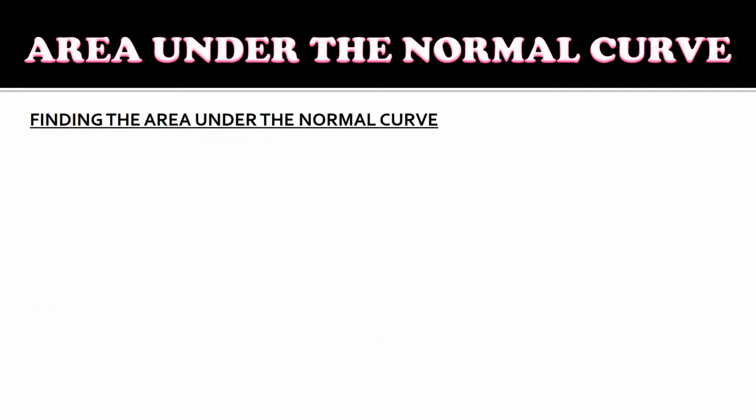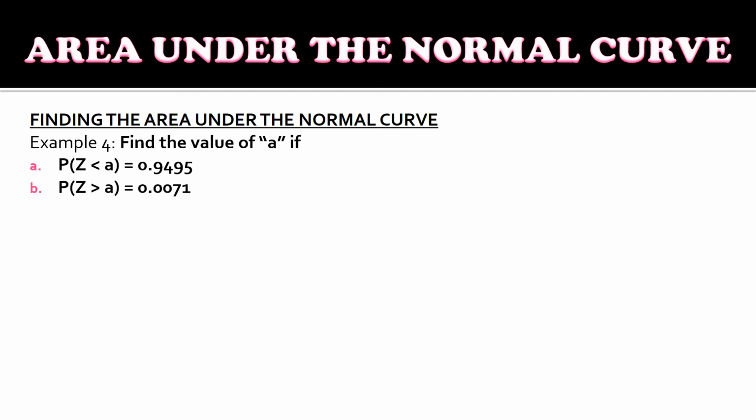Okay, let's have another example. Find the value of A if the probability of Z less than A is 0.9495, and the probability of Z greater than A equals 0.0071. So this time, the given is the area or the probability, and we are looking for the value of z.